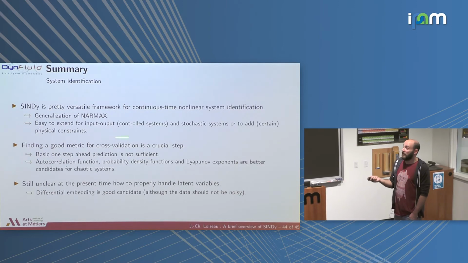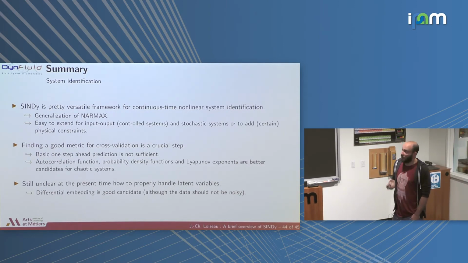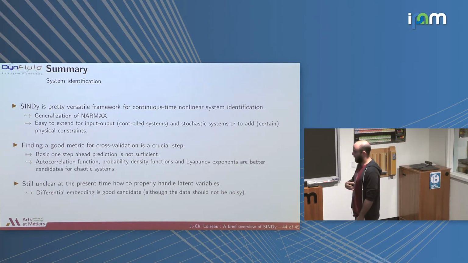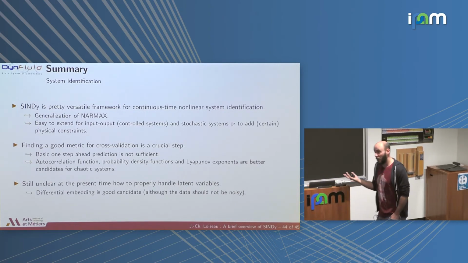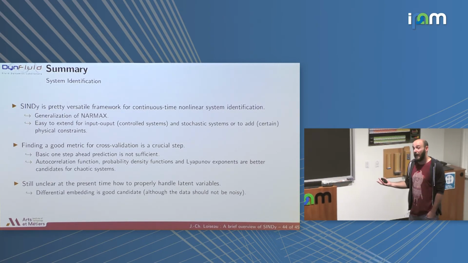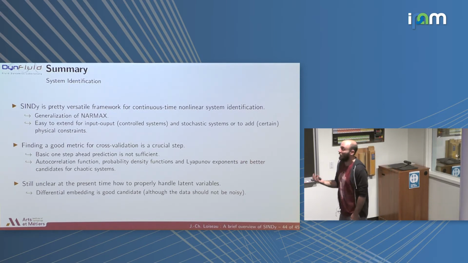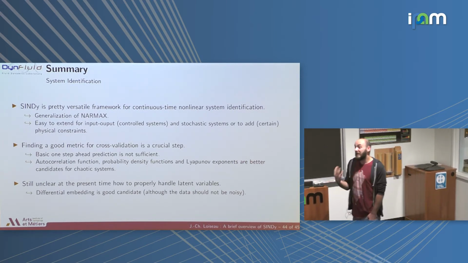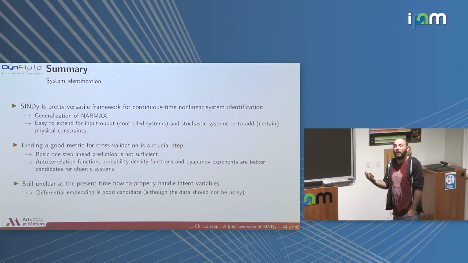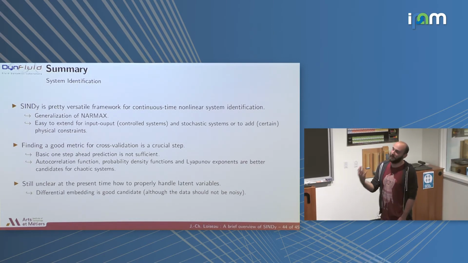Super easy to extend for input-output control systems, stochastic systems. You can add a limited class of physical constraints. Right? It has to be convex constraints, so linear equalities or linear inequalities. But that's still something fairly simple to do, and there's a lot of physical constraints you can express in this form.